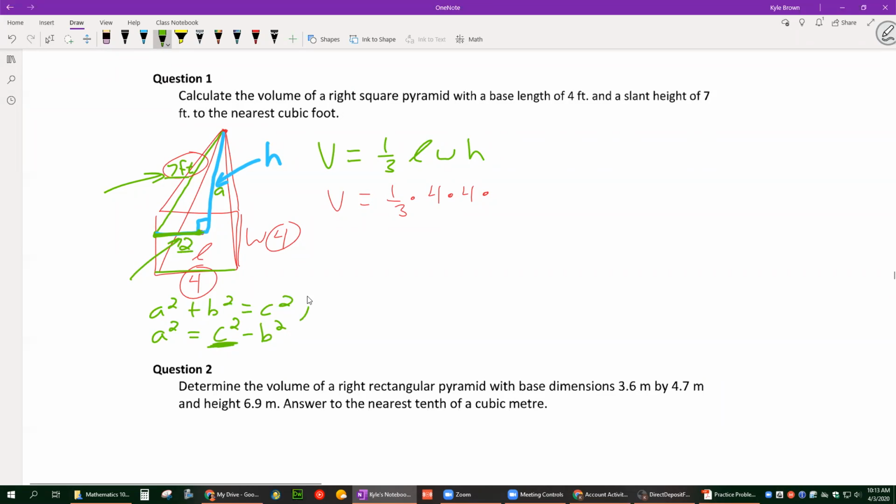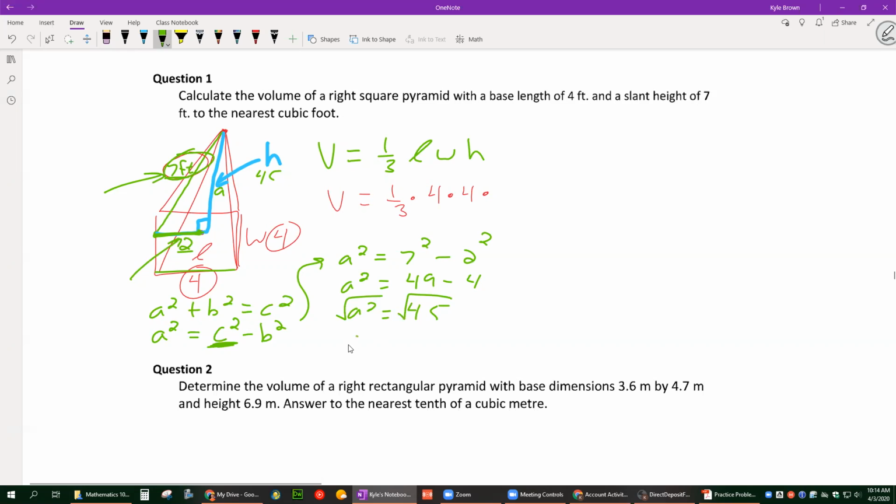So okay, let's move it over here a little bit. We've got A squared is equal to 7 squared, that was the hypotenuse, minus 2 squared. So A squared is equal to 49 minus 4. So A squared is equal to 45. So is this 45 my height? No, 45, you have to square root it. Yeah, exactly, because A squared is equal to that very last step.